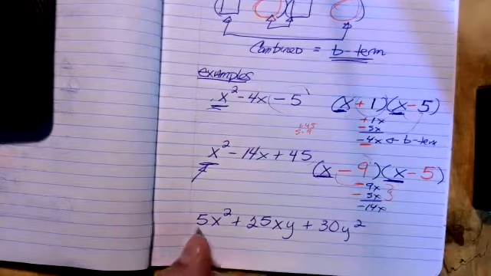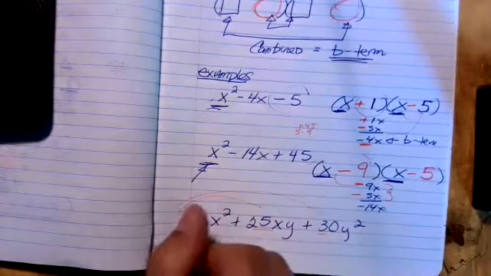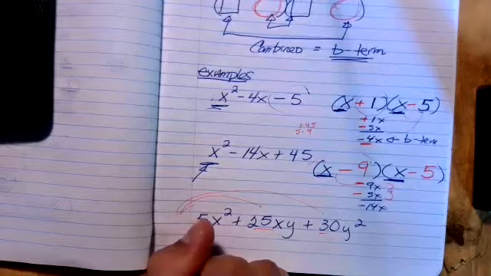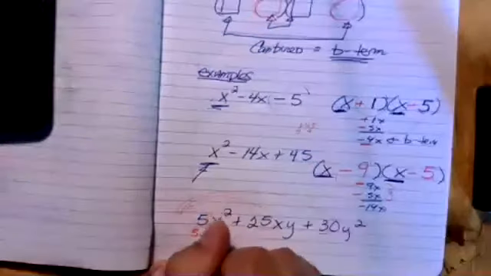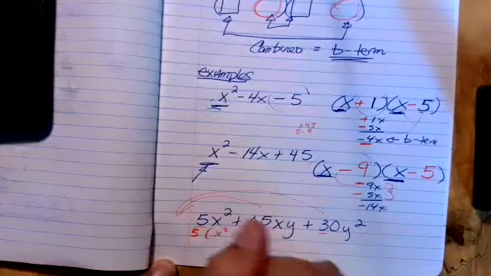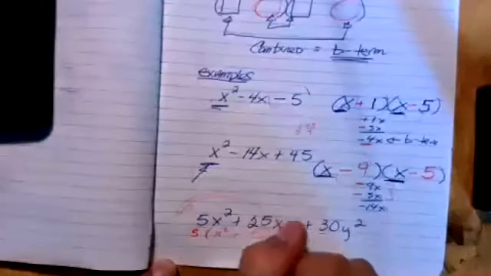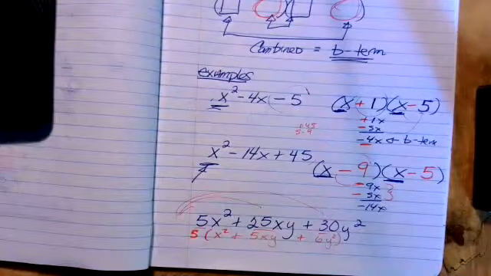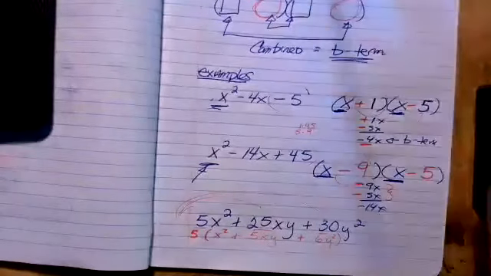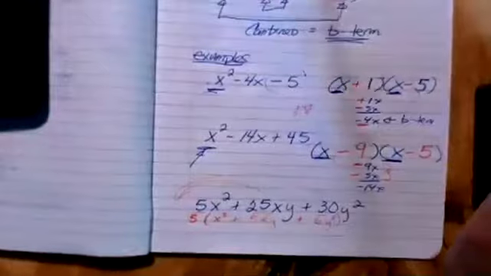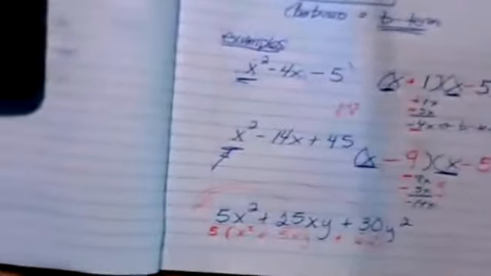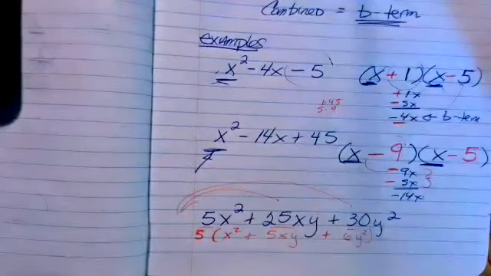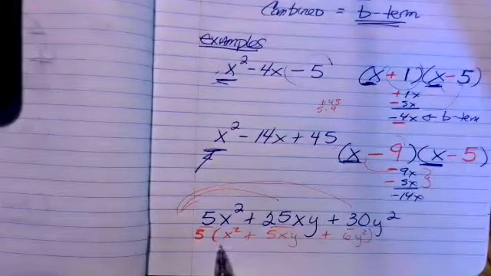Right, it looks like we have a GCF of 5. We're running out of paper space here. So I'm going to have a 5 on the outside, and I'm going to be left with x squared plus 5xy plus 6y squared when I factor out my GCF of 5. And now I see I have a trinomial with a leading coefficient of 1.